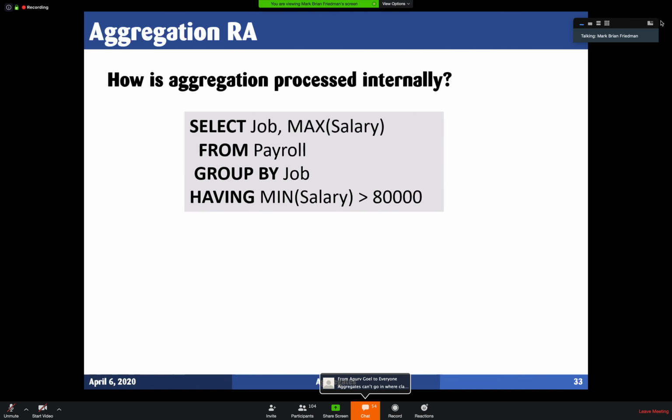So all of your questions are about how it can be answered if you understand how the aggregation is processed internally. So let's go through that a little bit. Here's our query. Select job, and I want the max of the salary. I'm just looking at one relation, one table, payroll. I'm aggregating that by job, and I'm applying a selection criteria on the aggregation. So let's look at how that works.